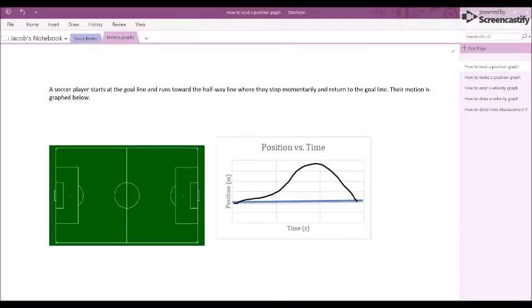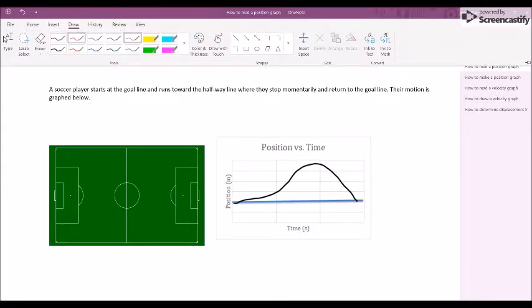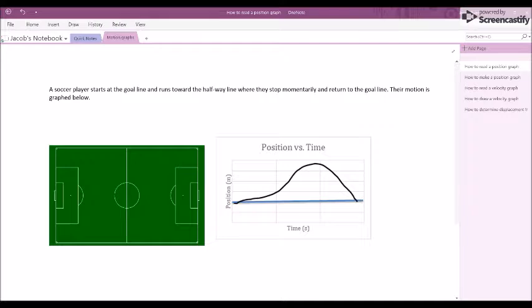Okay, a soccer player starts at the goal line. Okay, we're going to say we start, let's get a different color marker here so we can see it. Black one, okay. We start at the goal line here. They run towards the halfway line where they stop momentarily here and return to the goal line. Their motion is graphed below. Now, this is a curved line, okay?